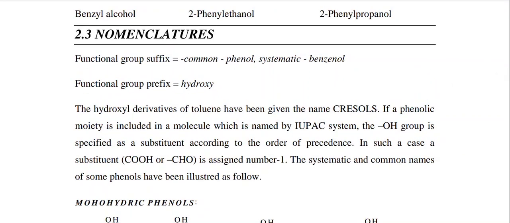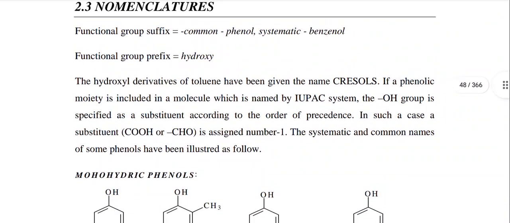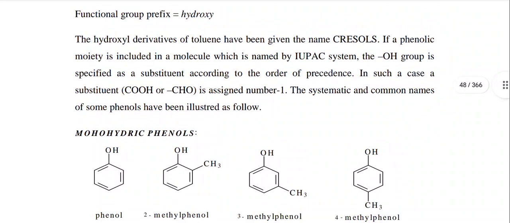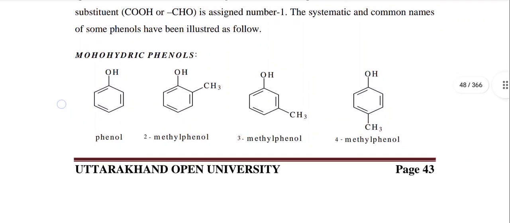Nomenclature. Functional group suffix: common, phenol; systematic, benzenol; functional group prefix: hydroxy. The hydroxy derivatives of toluene are named cresols. If a phenolic moiety is included in a molecule named by the IUPAC system, the OH group is specified as a substituent according to the order of precedence. In such a case of substituents, COOH and CHO are assigned number 1. The systematic and common names of some phenols are illustrated below.